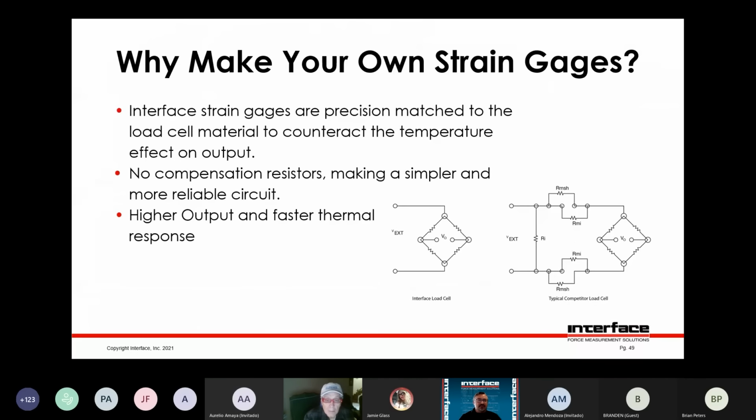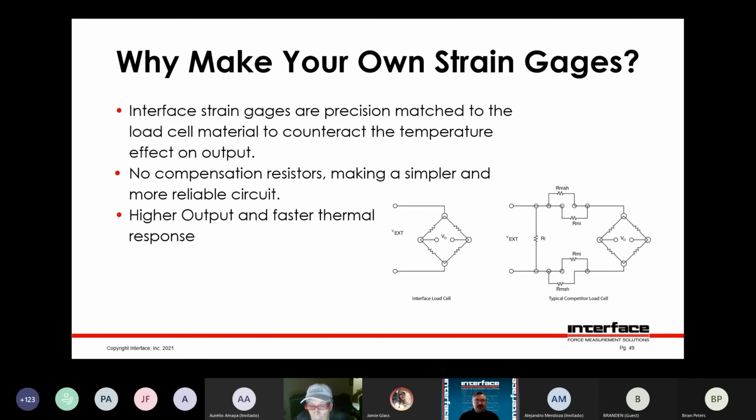Facts. Usually asked questions would be, say, why do you make your own strain gauges? I touched on that earlier, but we have full control of the strain gauge, and it's a very key component of a strain gauge based sensor. So by making our own, we control it. Also, we make them special so that they're matched to the load cell material. Every kind of material we use has different load cell strain gauges that are matched, and those allow us to have better temperature performance.